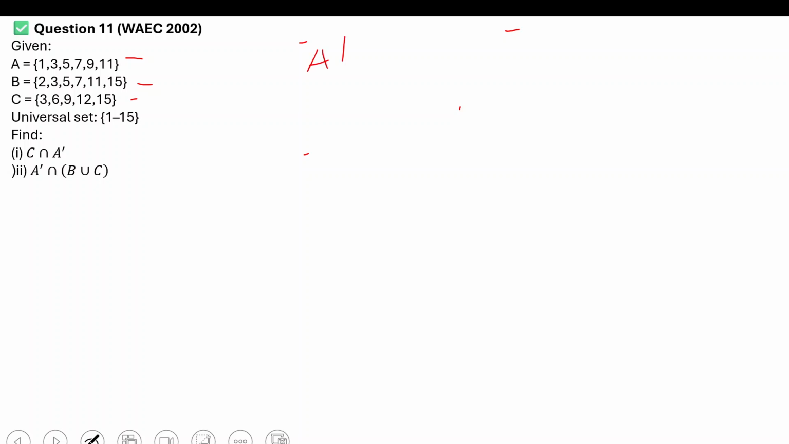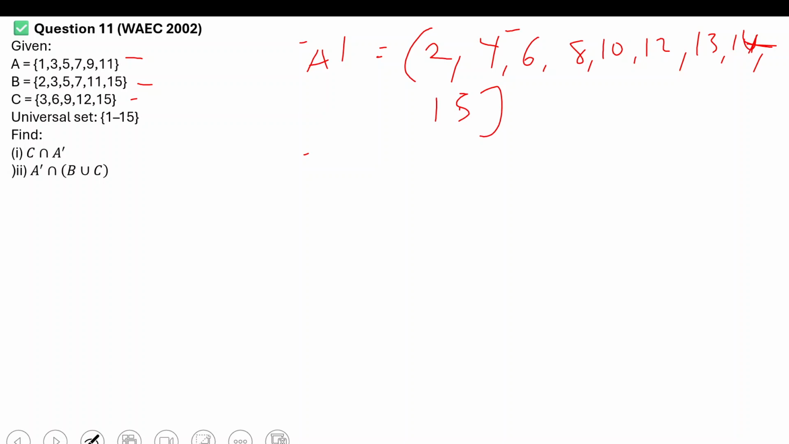A prime is given as what is not in A but in the universal set. So what is there? I have 2, I have 4, I have 6, I have 8, I have 10, I have 12, I have 13, I have 14, and 15. Right? That's for A prime.